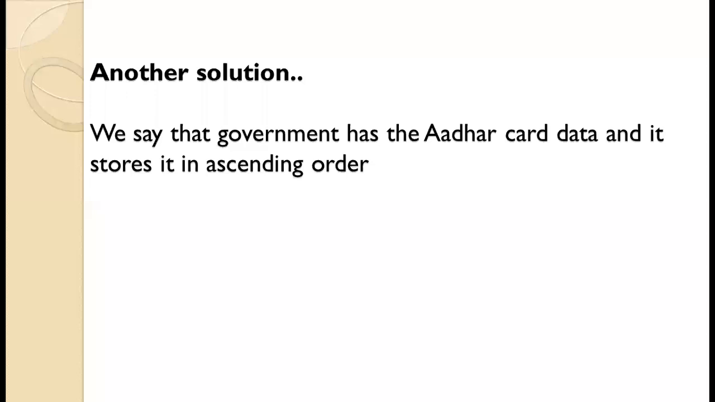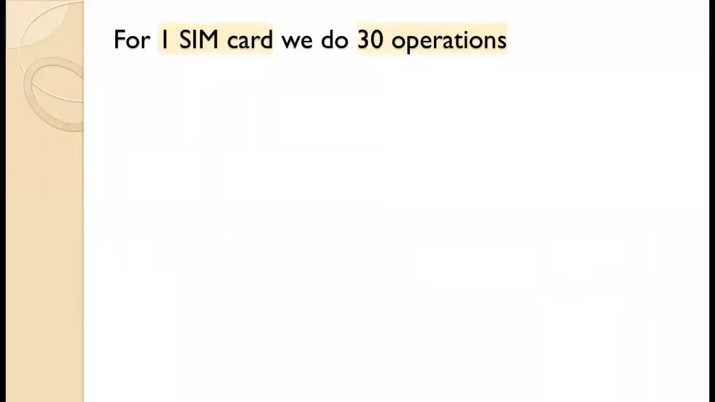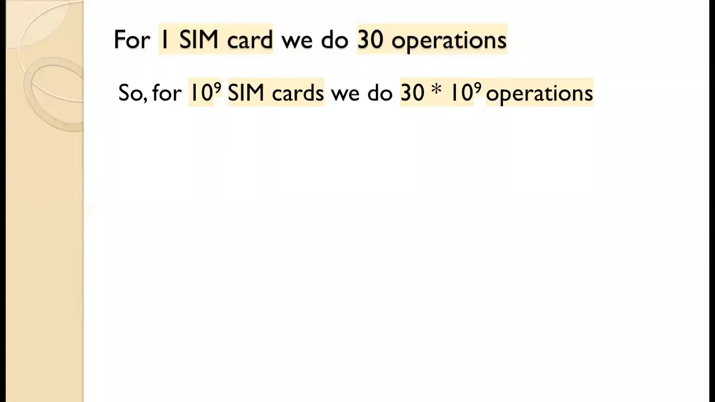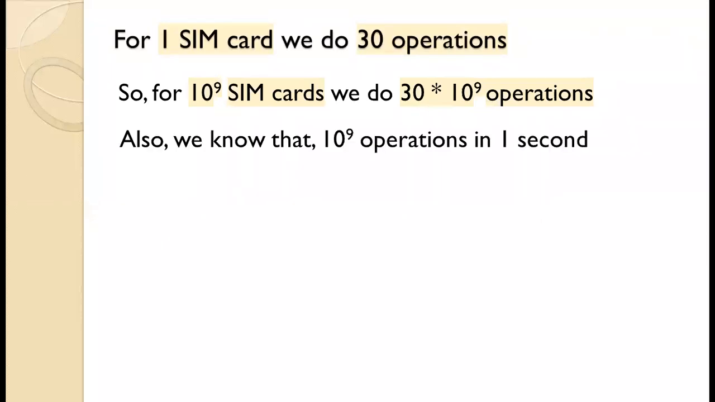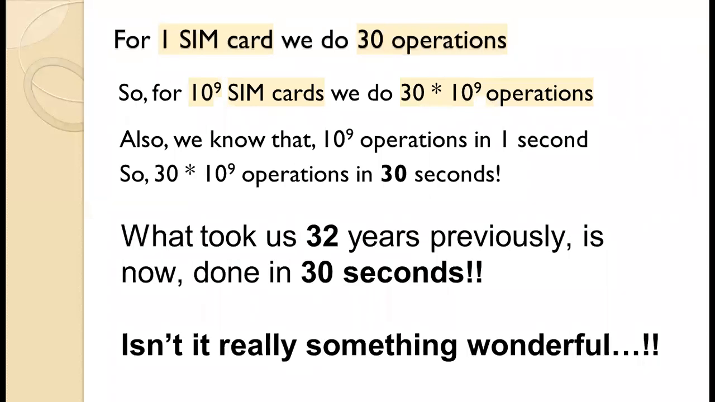Another solution is that the government has the Aadhaar card data and stores it in ascending order, right? Then by simply using the binary search algorithm, we will be able to find it in just 30 operations. How? For the first SIM card, we do 30 operations. So for 10 raised to 9 SIM cards, we do 30 into 10 raised to 9 operations. In 1 second, it will perform 10 raised to 9 operations, so your whole task is completed in just 30 seconds. What took us 32 years previously is now done in 30 seconds.